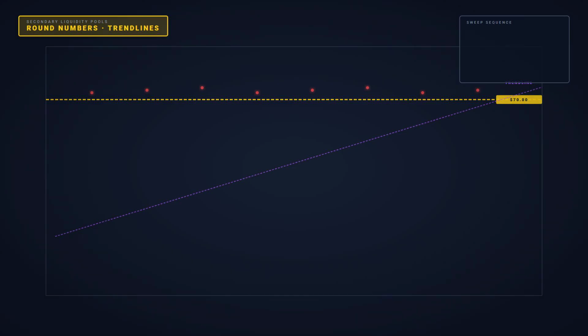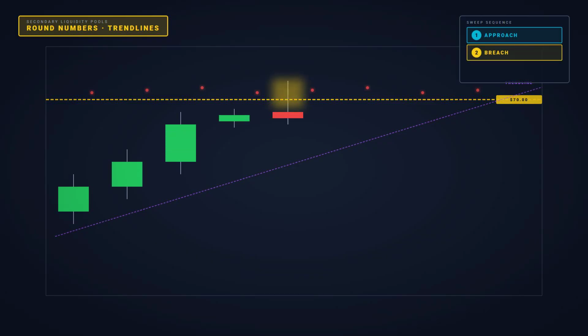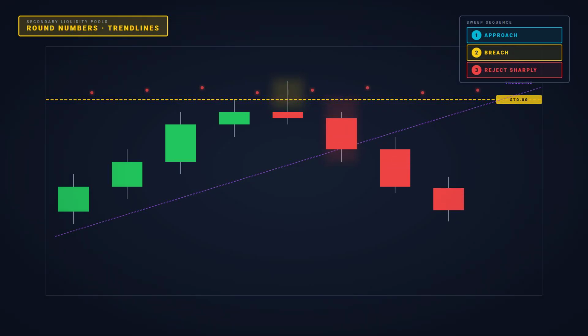Now let's talk about what actually happens when price reaches one of these pools, because this is where most traders misread the event entirely. A liquidity sweep follows a specific mechanical sequence. Price approaches the pool, price breaches the level, triggering the stops. Then price rejects sharply and moves in the opposite direction. Retail traders look at that sequence and call it a fake breakout. That label is technically accurate but mechanically useless. A fake breakout tells you what didn't happen. A liquidity sweep tells you why it happened and what comes next.